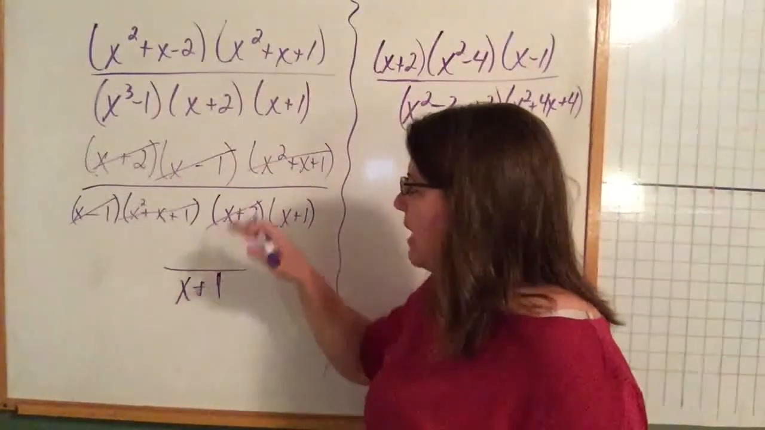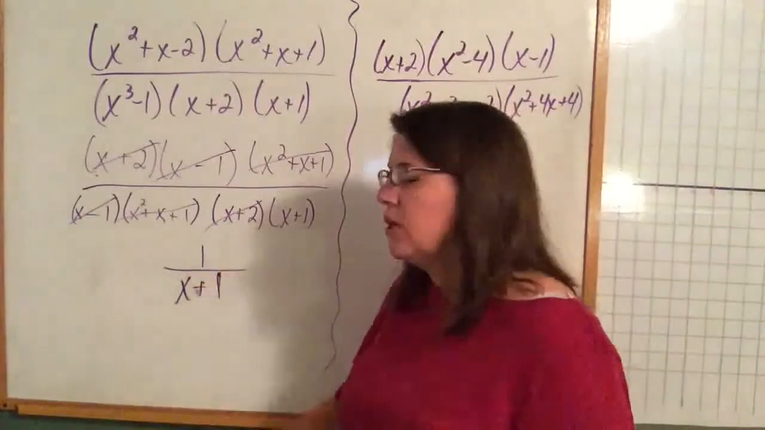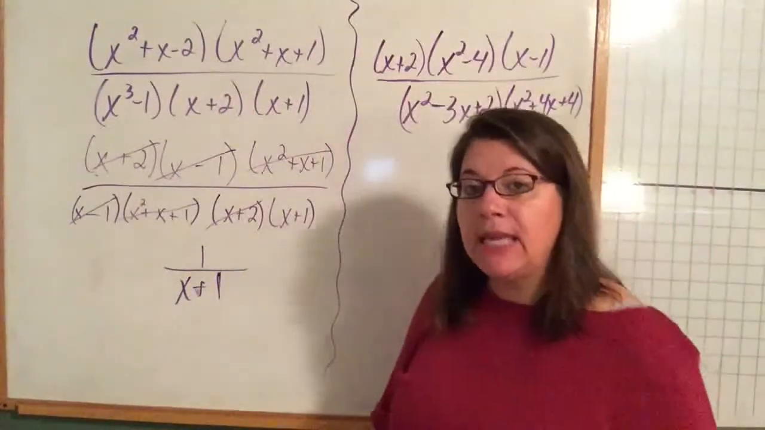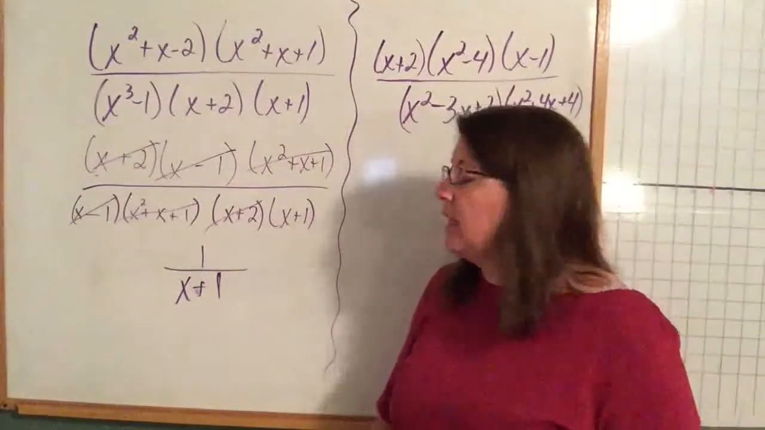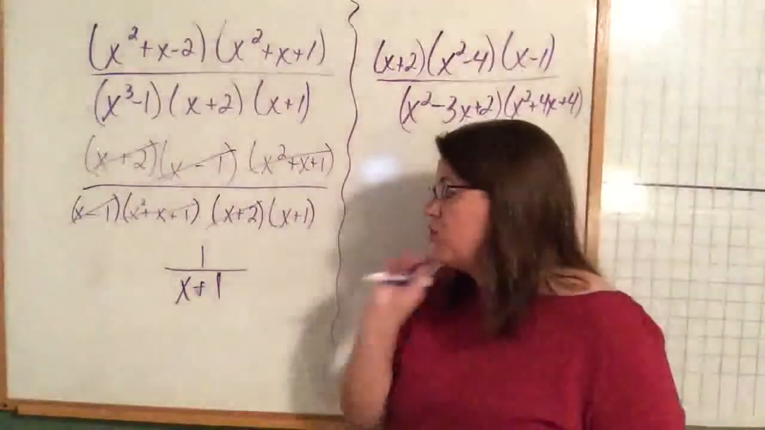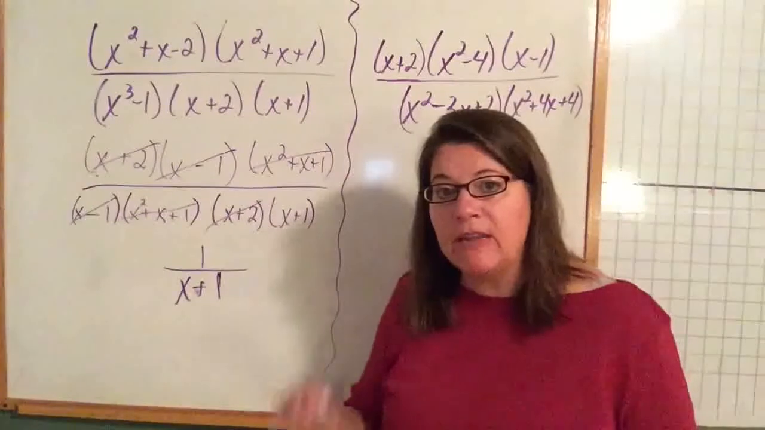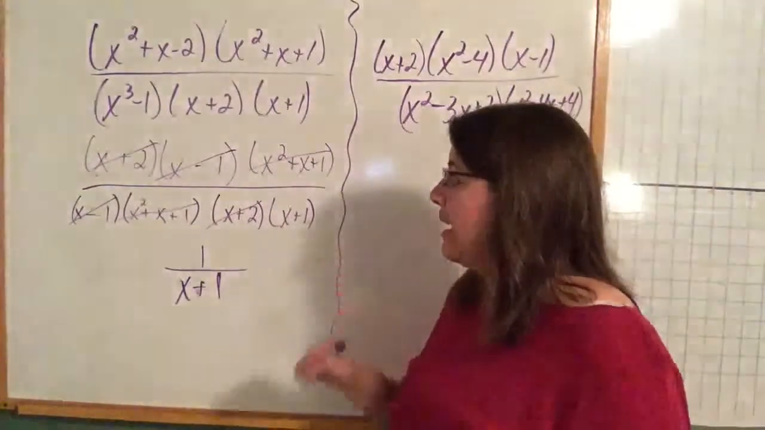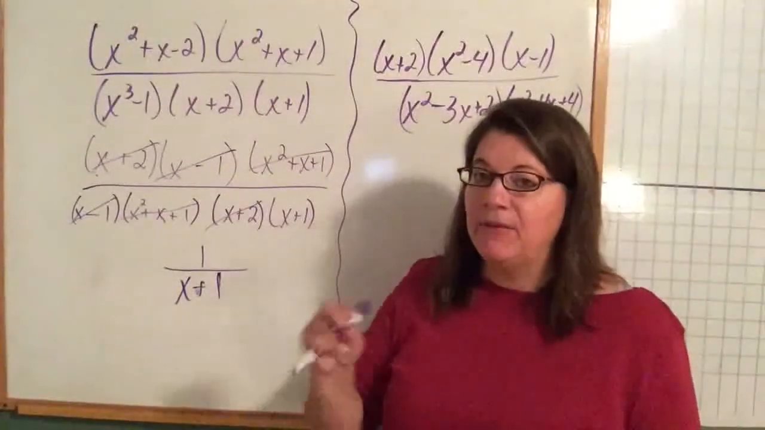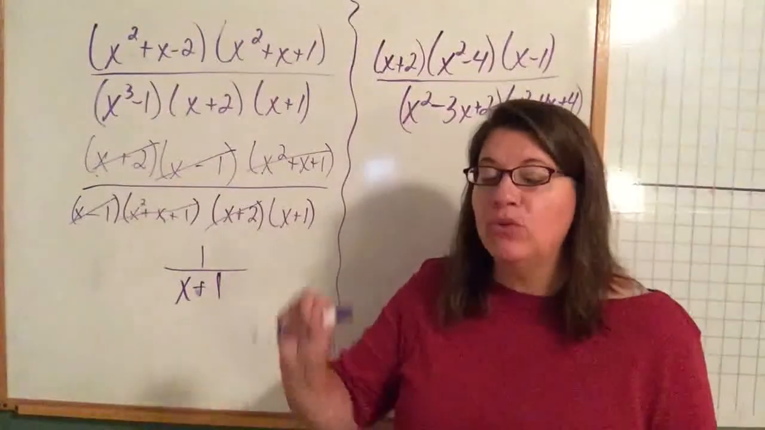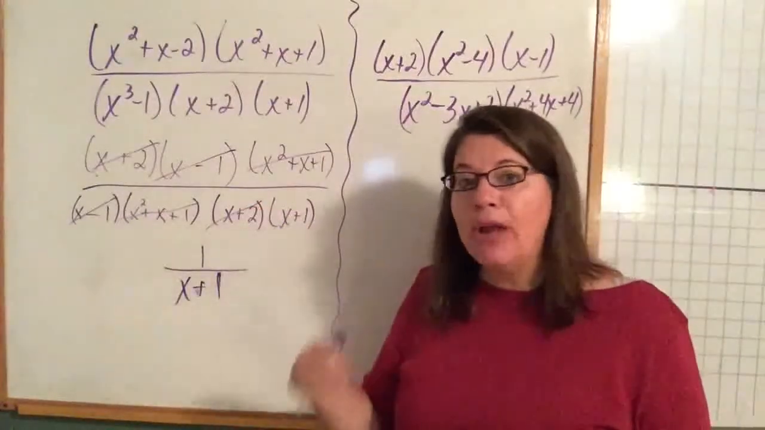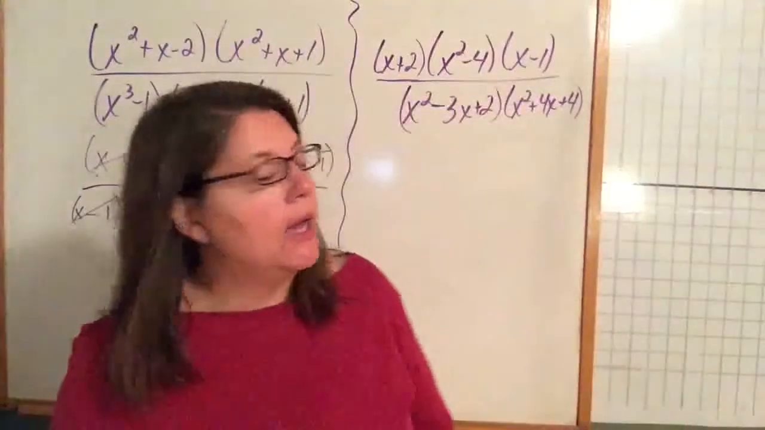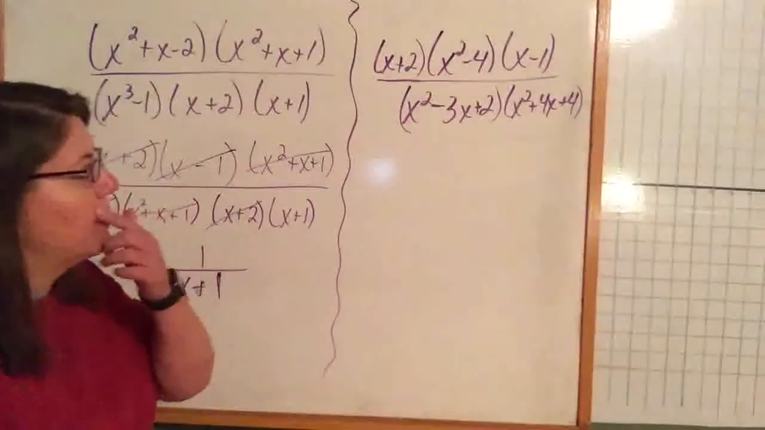Hopefully you know that if everything on top cancels, it's understood to be a 1. You have to put the 1 when everything cancels on top. You cannot leave it blank. The answer, if you just put x plus 1 as your answer and leave the top out, it will be wrong. You have to have the 1 on top. But if everything cancels on the bottom and you're left with something on top, you don't have to have the 1 on the bottom, okay? That's something you should know from doing fractions earlier in your math career.